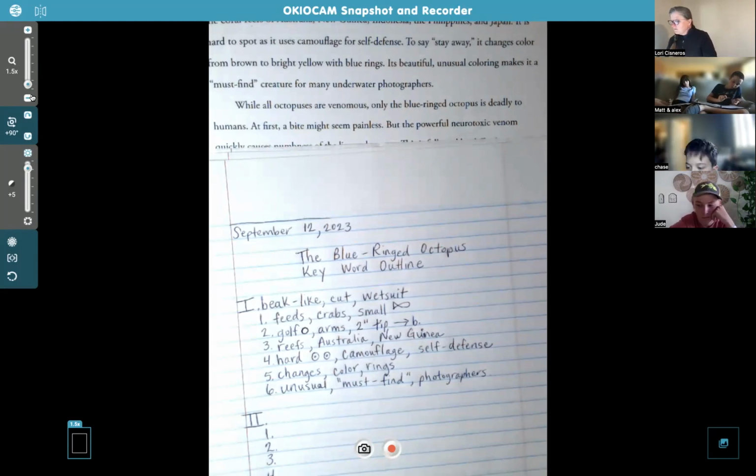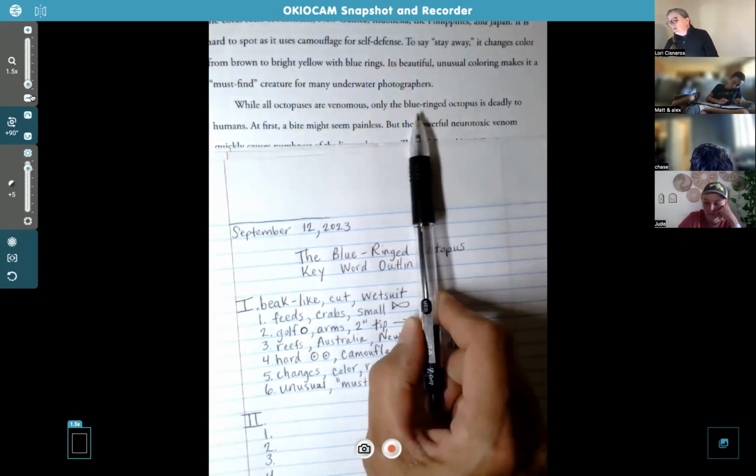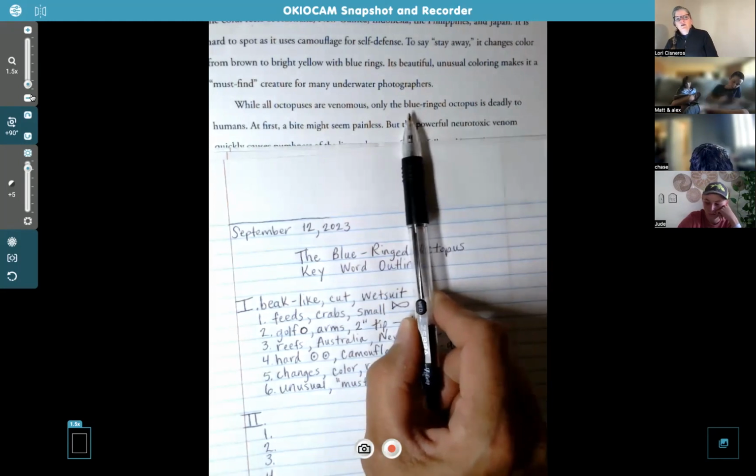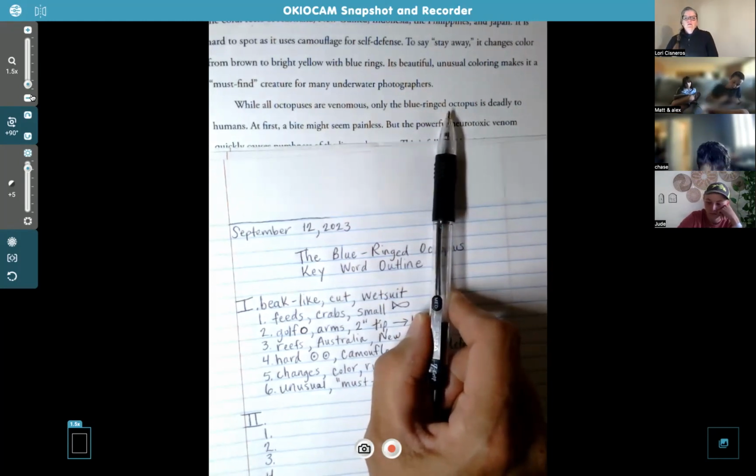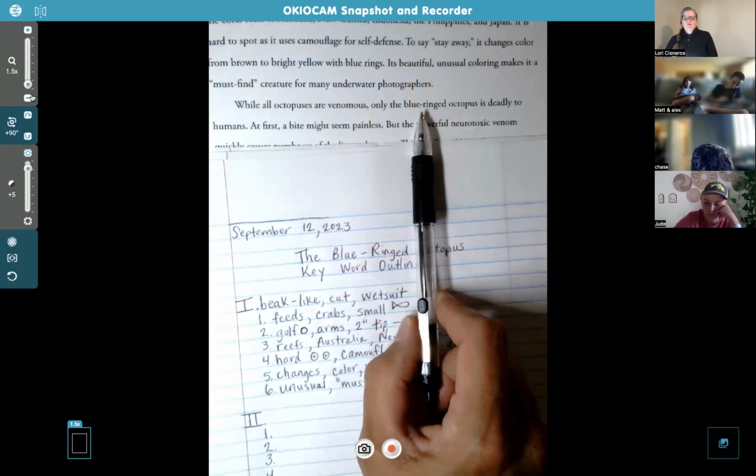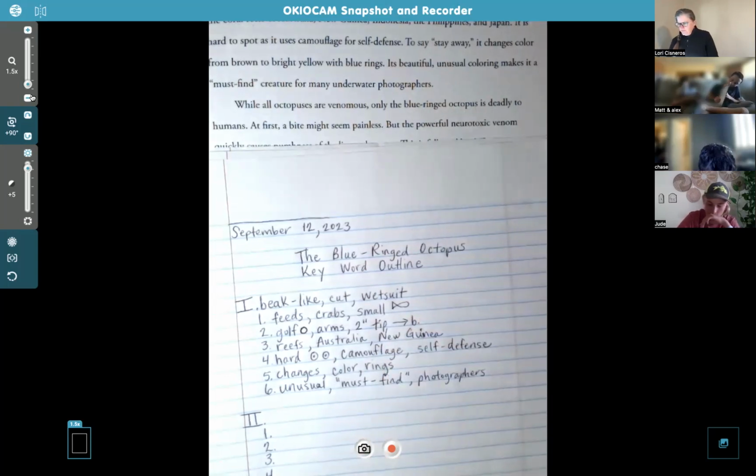Only octopus deadly. Yeah. But we have to identify the octopus. Is there a way we can kind of identify which one? The blue ringed octopus, right?